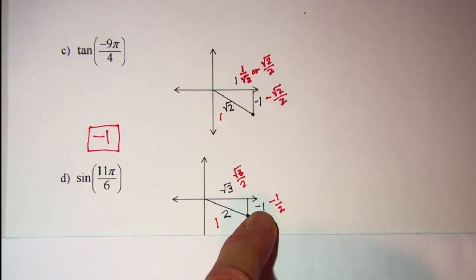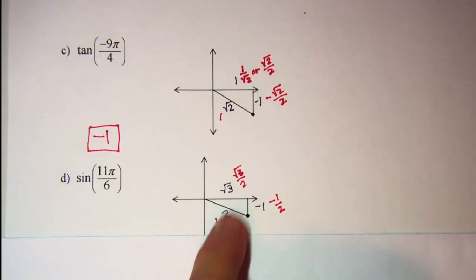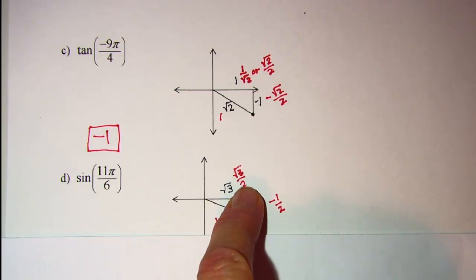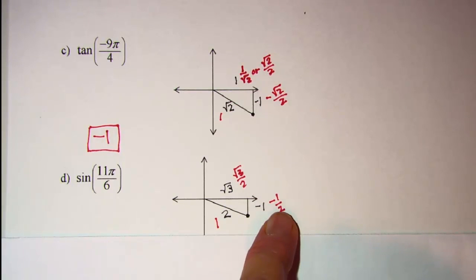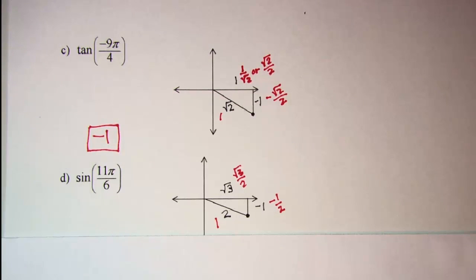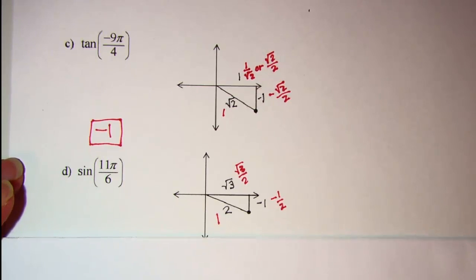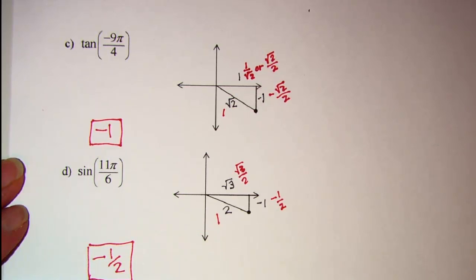Side opposite is 1, side adjacent is root 3, and the hypotenuse is 2. Now again, if we look at the unit circle, divide all of these by 2, so my hypotenuse is 1, root 3 over 2 here, and a negative 1 over 2 here. Sine is defined as the y value, so negative 1/2.